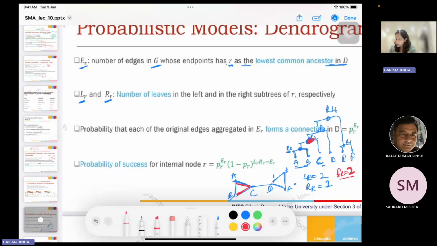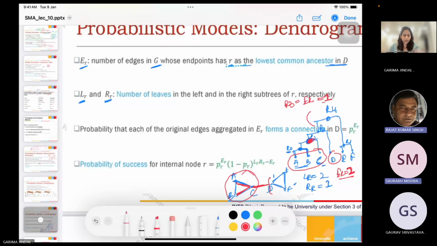Now let me check R3. For R3, what will be the ER value? For R3, on the left we have ABC and on the right we have D. And how many edges in the original graph combine these two groups? That is 1. So here the ER value will be 1. Is this calculation clear to everyone? Yes, ma'am.